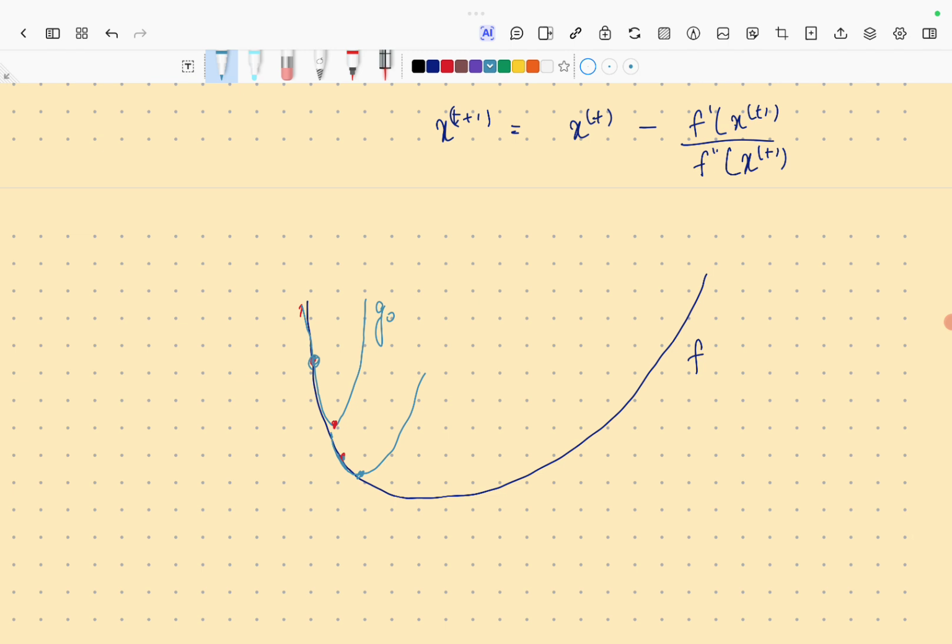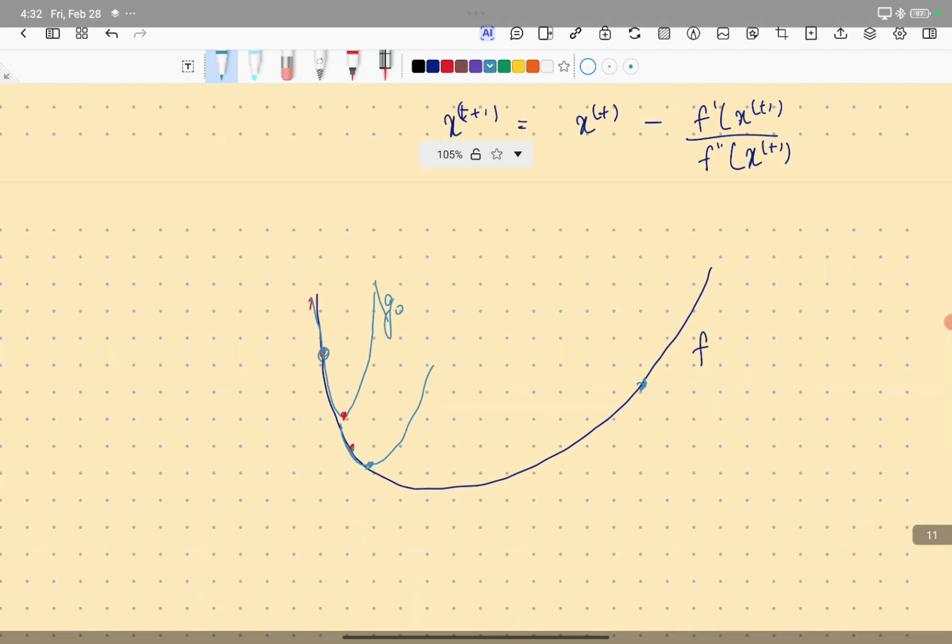then if you think about it, the derivative is very large, so the second order Taylor series approximation is going to look like a quadratic which is very sharp. On the other hand, if the first derivative is large, so basically if you take a point over here, then the second order Taylor series approximation is going to look something like this.